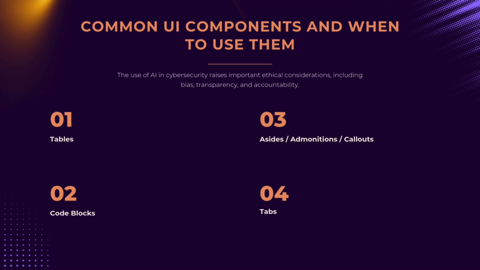Then tabs. Tabs are useful when displaying multiple related options, such as different programming languages: Python, Java, JavaScript, Dart, Kotlin, and so on and so forth. Do not use tabs excessively, as they can hide important content.